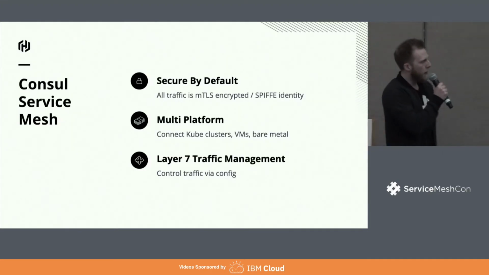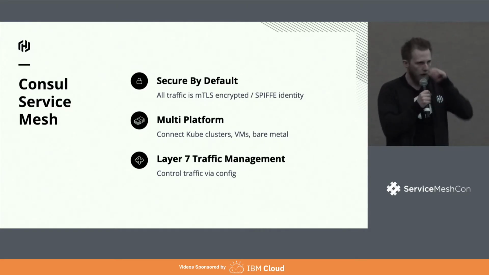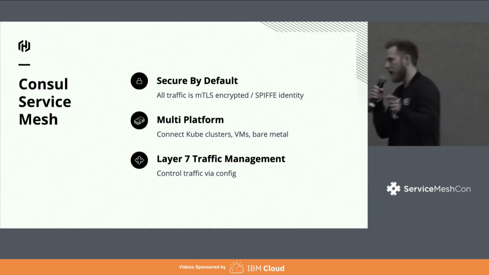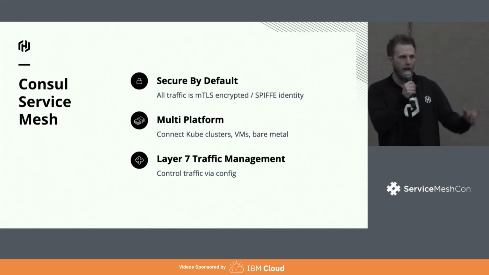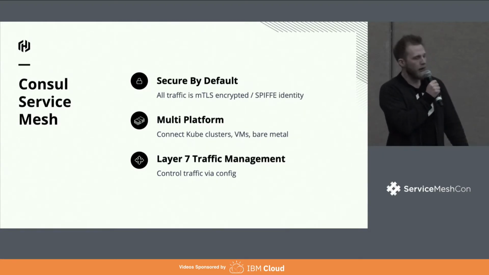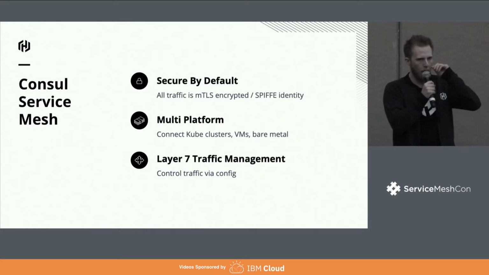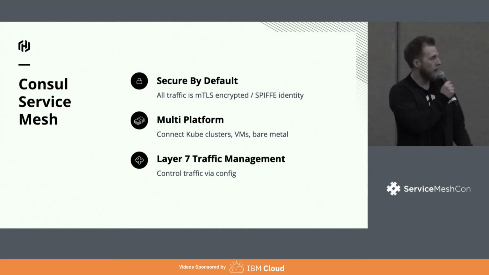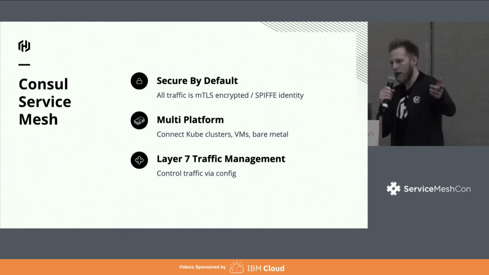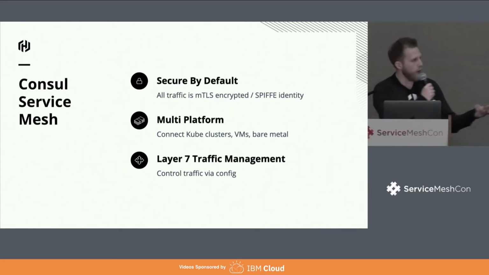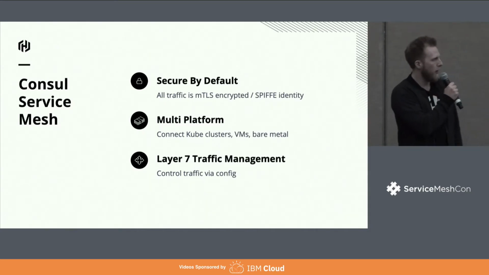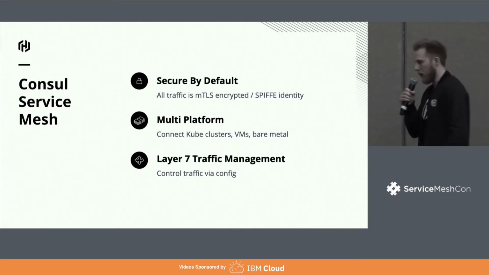The three features of Consul Service Mesh I'm going to talk about today are, one, that it's secure by default. All the traffic between all your pods is going to be mTLS encrypted end-to-end, and we're using SPIFFE identities. The other thing is multi-platform. HashiCorp's always been about multi-cloud and multi-platform, and Consul Service Mesh is no different. So today we're going to connect our kube cluster to our VMs. And we're going to need layer 7 traffic management to do the migration that we're going to run through. We'll show the config that exists in Consul Connect.